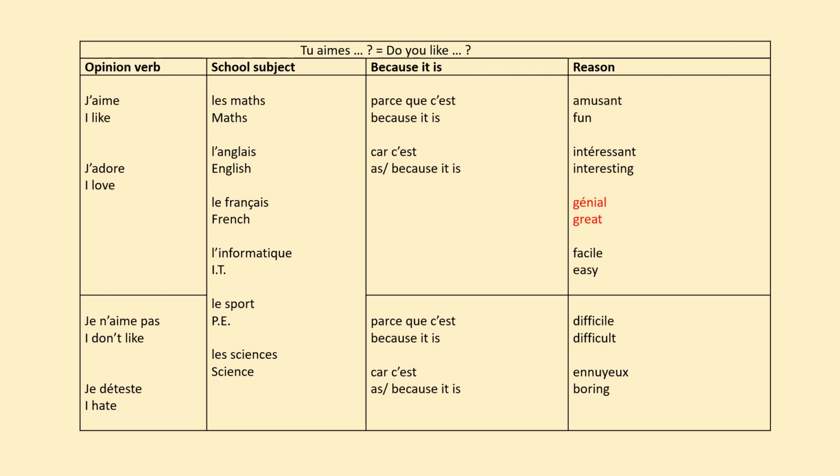Écoutez et répétez. Génial. Good. So G sounds like a J sound, almost like a J, and the E accent sounds like an AY. One more time. Génial. Très bien.